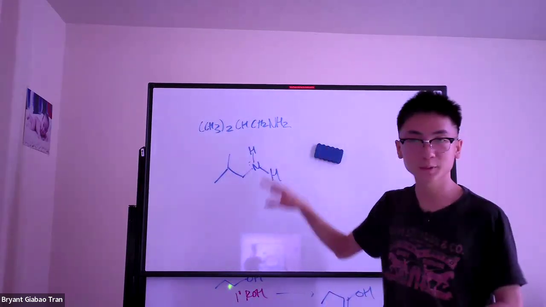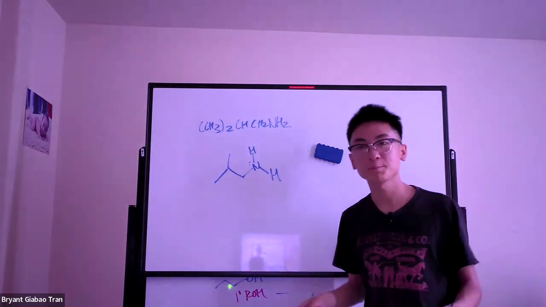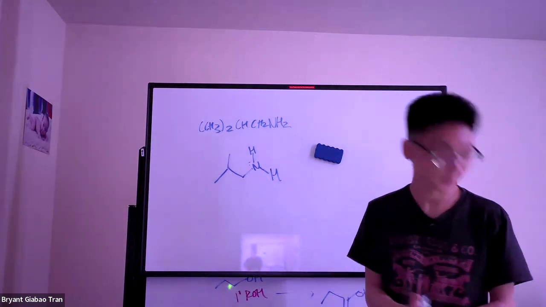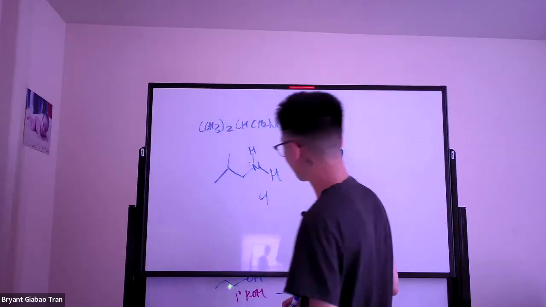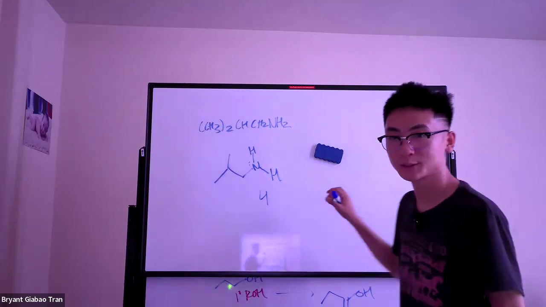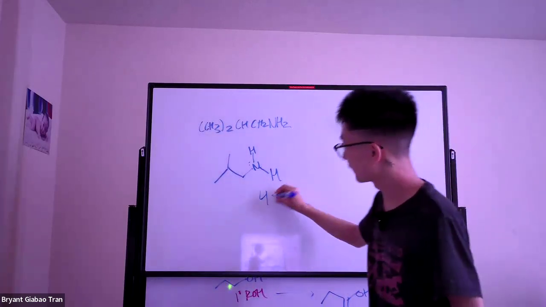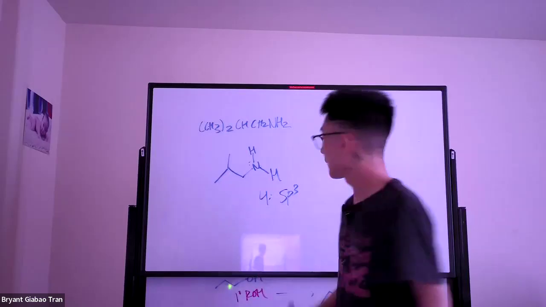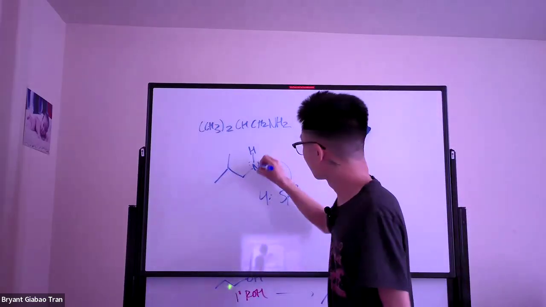How many bonding groups are on this nitrogen here? Like how many single bonds and a lone pair are there in total? 4. And if there's 4 bonding groups, what would that be? sp3, sp2, sp3. Yeah, sp3. Right. This nitrogen is sp3.